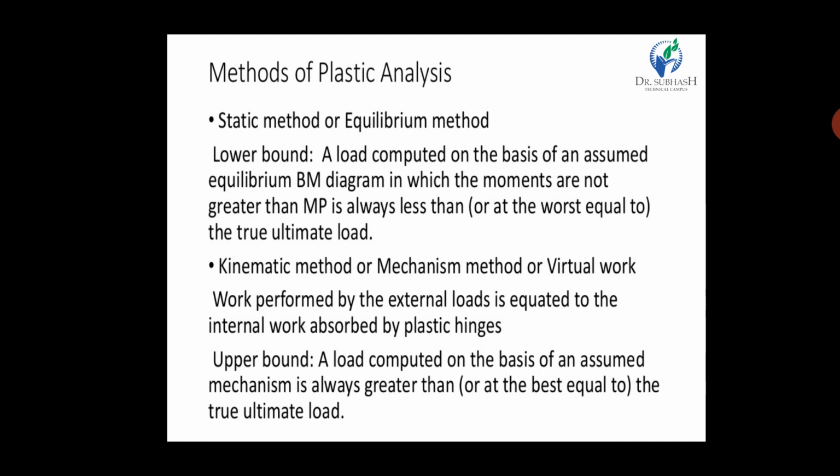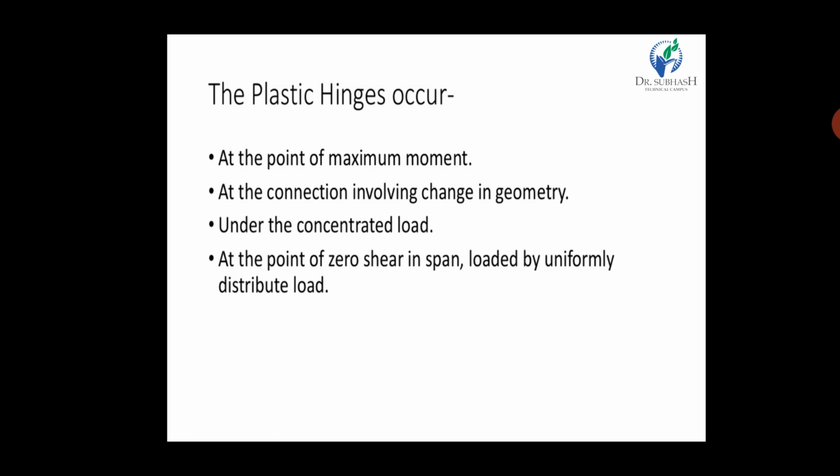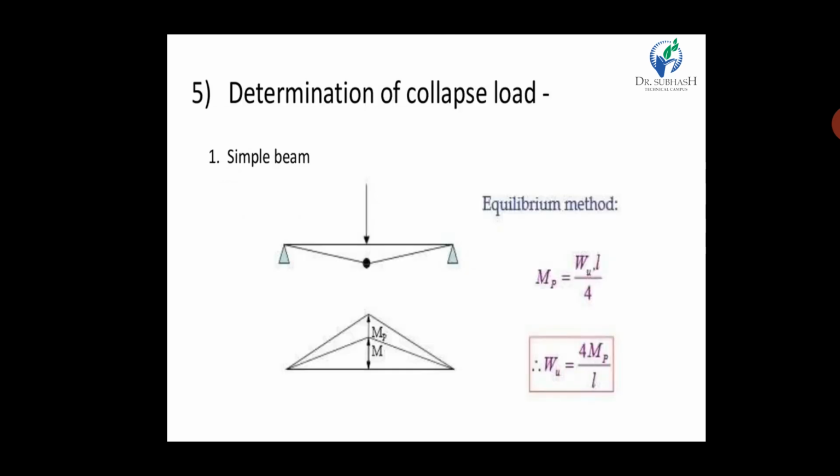So these are the two methods we use in plastic analysis. The first one is the static method, with the lower bound theorem, and the second one is the kinematic method, with the upper bound theorem. Now, a plastic hinge occurs at the point of maximum moment, at a connection involving a change in geometry, meaning I or 2I, under a concentrated load, and at the point of zero shear in a span loaded with a uniformly distributed load.